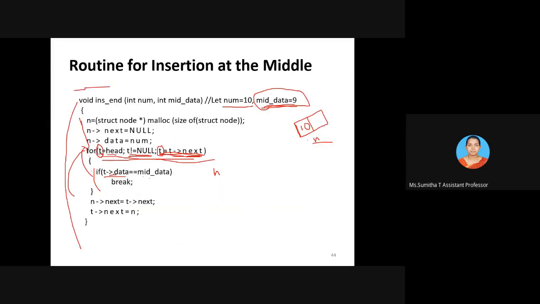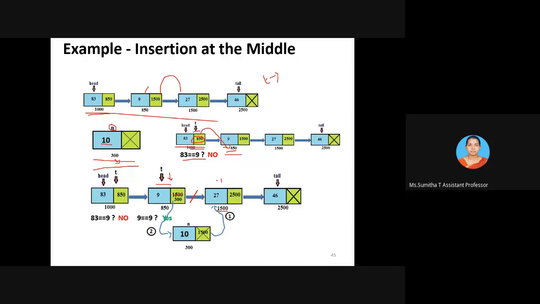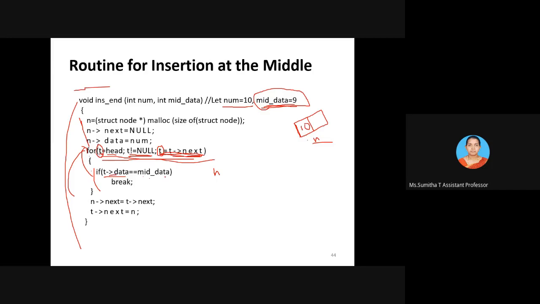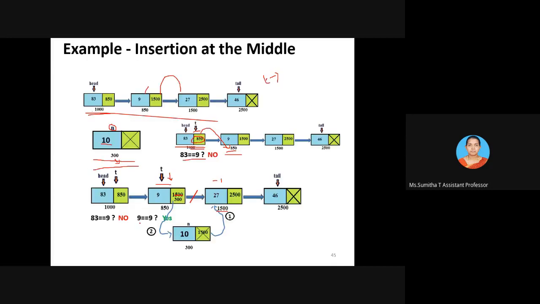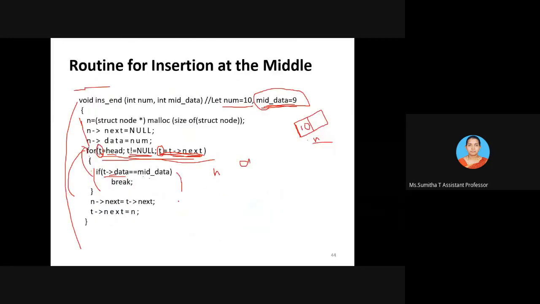What is the value of the second node? 9. Okay, fine. Now I compare with 9. 9 equal to 9, right? So the condition is true. 9 equal to 9, the condition is true. So it comes out of the loop.